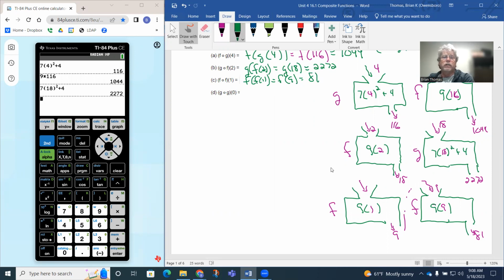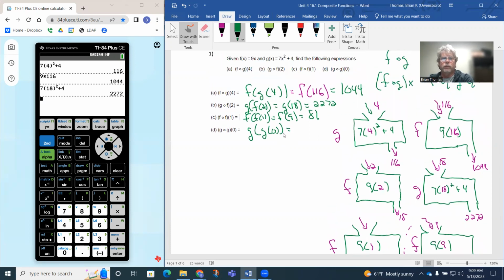Now if I want to evaluate g of g of 0, notice we're going to be substituting 0 into the g function. If you don't want to draw that all out, you're picking up on the fact that we're substituting into this function to start with. So g of 0 is going to be 7 times 0 squared plus 4. 7 times 0 plus 4 would just be 4.